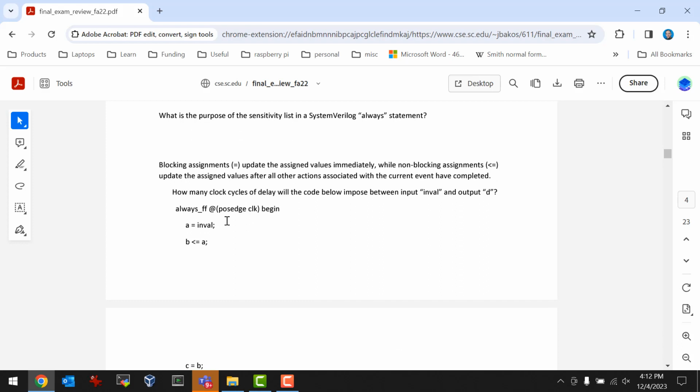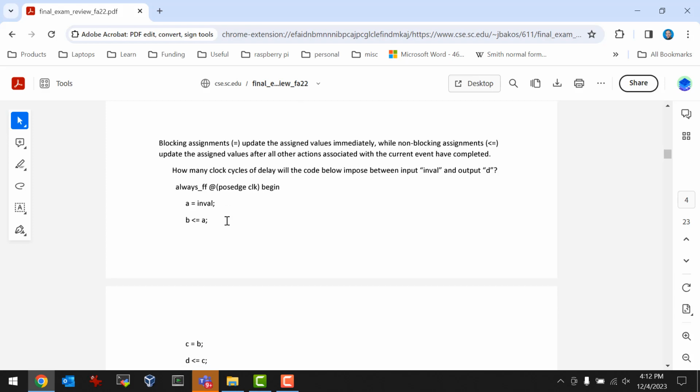What's the purpose of the sensitivity list in an always statement? Basically, you execute the always statement whenever any of the values specified in the sensitivity list change. And if you have posedge in there, then it only counts if there's a positive edge, the rising edge for that signal. Blocking assignments update the assigned values immediately, while non-blocking assignments update the assigned values after other actions associated with the current event have completed. Obviously, this is referring to an always block.